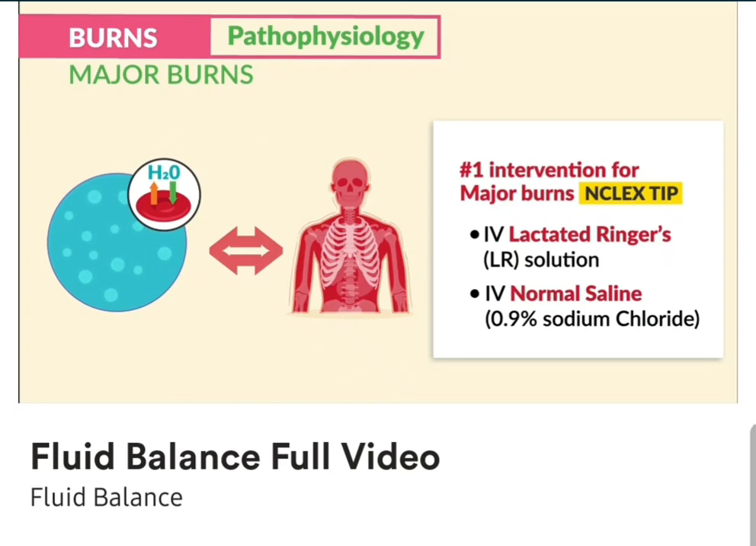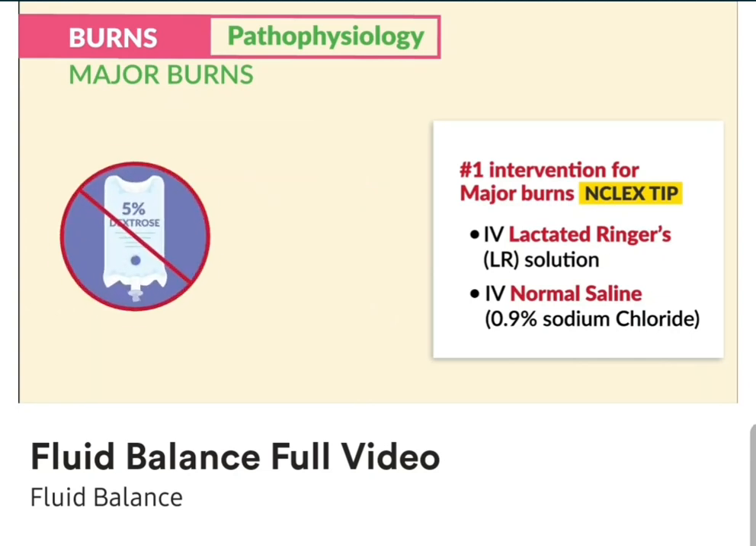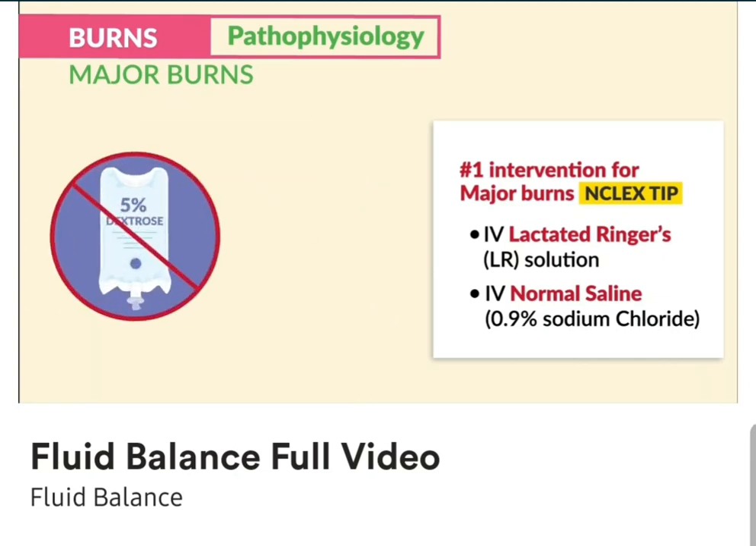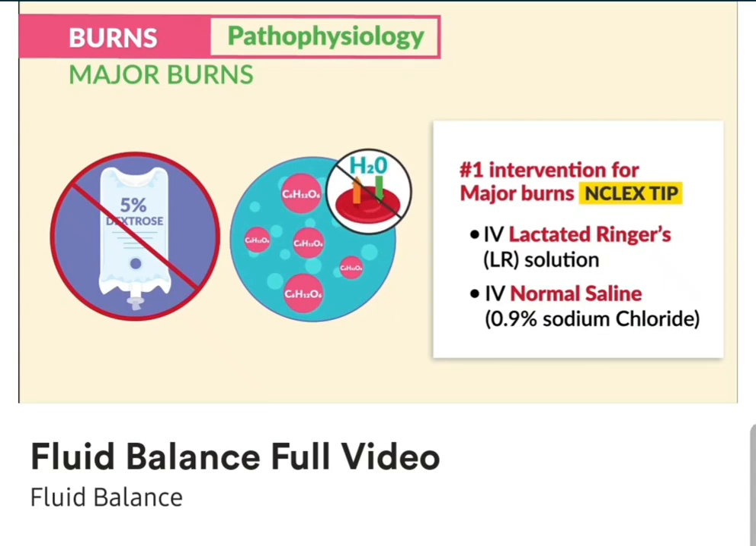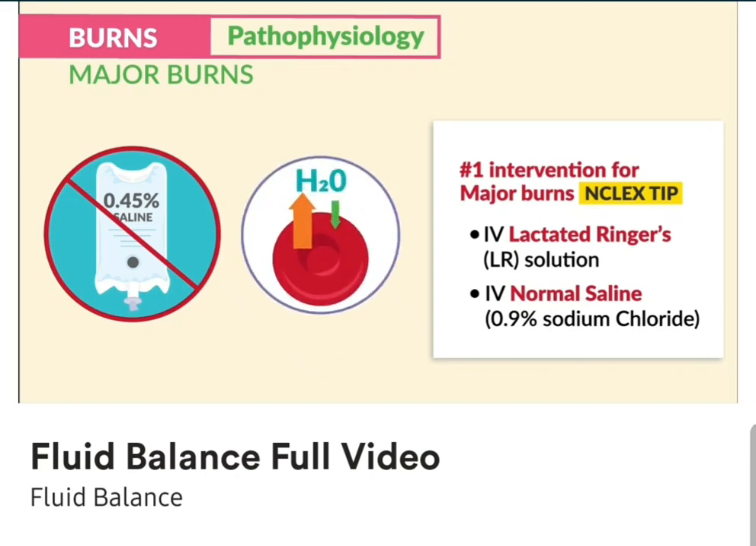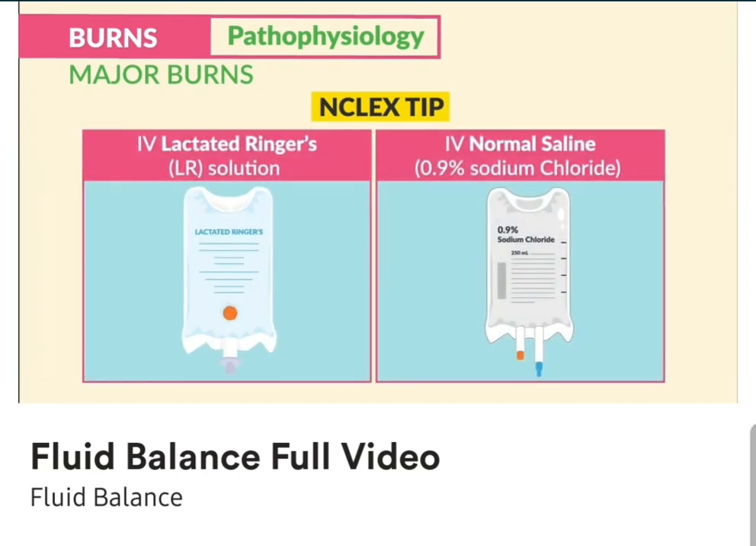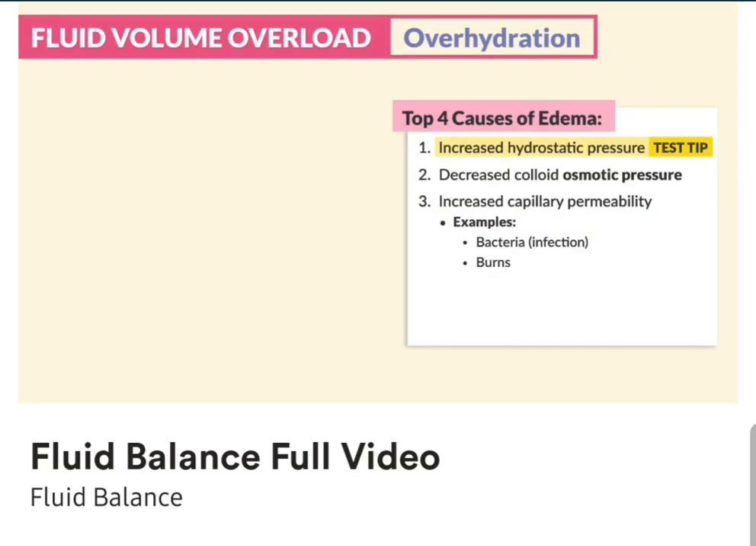Fancy words for it increases the fluid volume inside the blood vessels, increasing the blood pressure and saving your patient's life. So don't let the NCLEX trick you here. We're not administering 5% dextrose, that glucose in water, which is not an isotonic solution, and not 0.45% normal saline. That's a hypotonic solution. Only isotonic solutions here. So write it down again. Lactated ringers or normal saline. Biggest NCLEX tip.